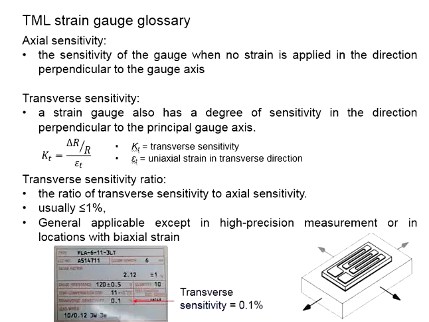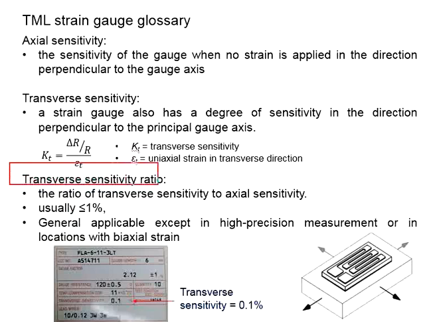Sometimes you will need to also know the transverse sensitivity, especially in the case of high precision measurements or in locations where biaxial strengths occur. This might influence the results. There will be a factor for the transverse sensitivity. You will need to refer to the specifications of the shrinkage.